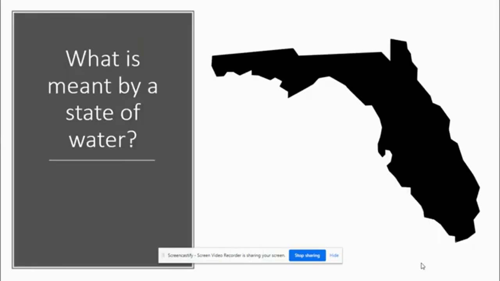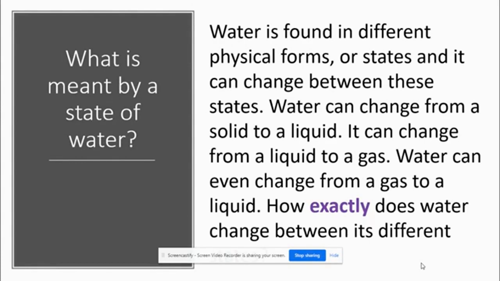What is meant by a state of water? Of course, we're all familiar with the state of Florida, but that's not exactly what we mean. Water is found in different physical forms or states and can be changed between these states. Water can change from a solid to a liquid. It can change from a liquid to a gas. Water can even change from a gas to a liquid. How exactly does water change between its different states?